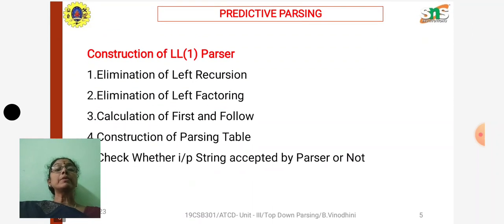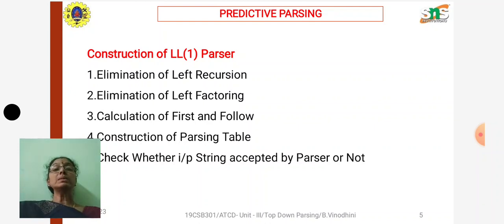In predictive parsing there are five major steps. A grammar is given, and from the grammar we are going to derive the given input string. In the first step, we have to check whether the given grammar is left recursive or not. So what does left recursive mean? The leftmost non-terminal symbol is immediately repeated in the first position of the right side of the production rule; that is called left recursive.